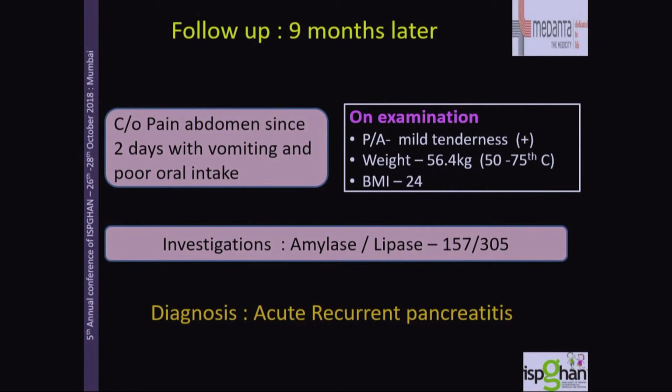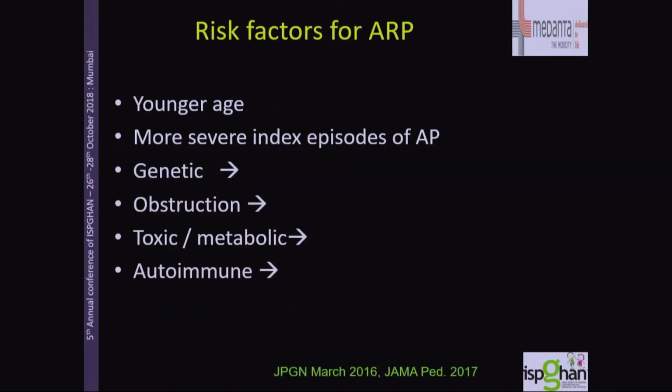Now, the same patient nine months later comes to me with abdominal pain for 2 days, vomiting, tenderness, and raised lipase and amylase. So what is this? This is acute recurrent pancreatitis. So who has risk factors? Younger age and more severe index episodes of pancreatitis.